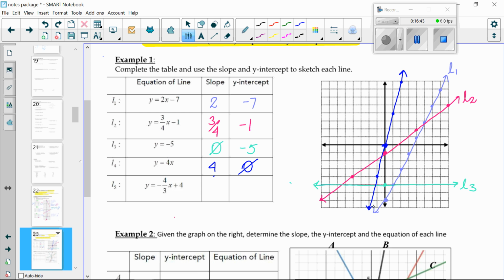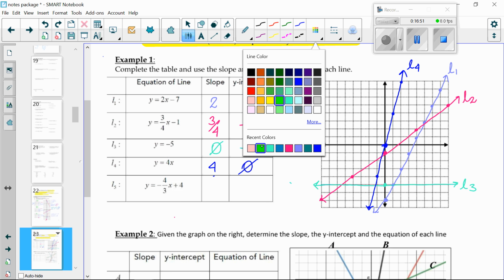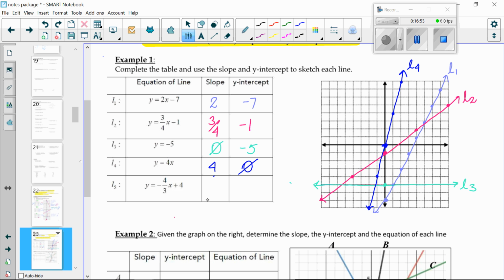Okay, so that is L4. All right, and now my last one. My coefficient on my x is -4/3, so that's my slope. And my constant is +4, so that's my y-intercept. So my y-intercept is at 4.